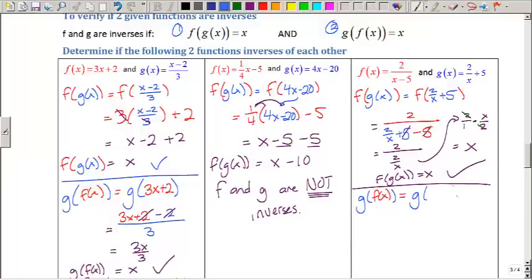So I'm going to evaluate g of f, and in this case f is 2 over x minus 5. Now I'm taking the expression 2 over x minus 5 and substituting it into g. In this case, g's function says 2 over x plus 5. But instead of x, I substitute in 2 over x minus 5.